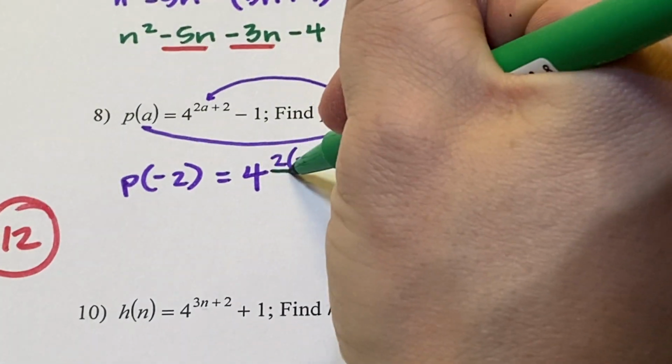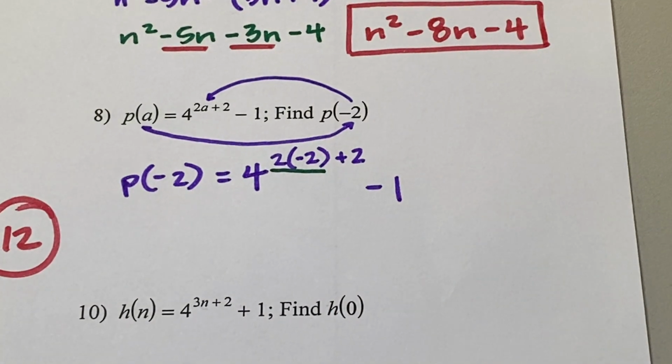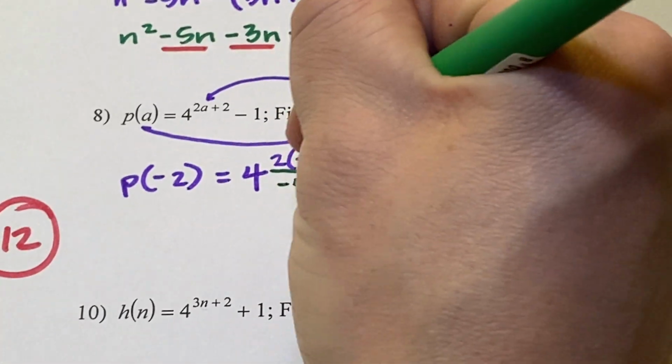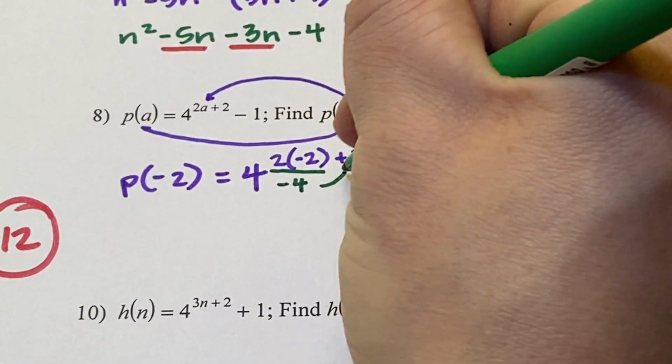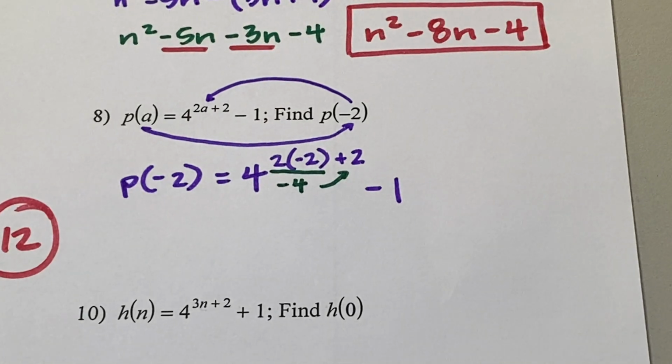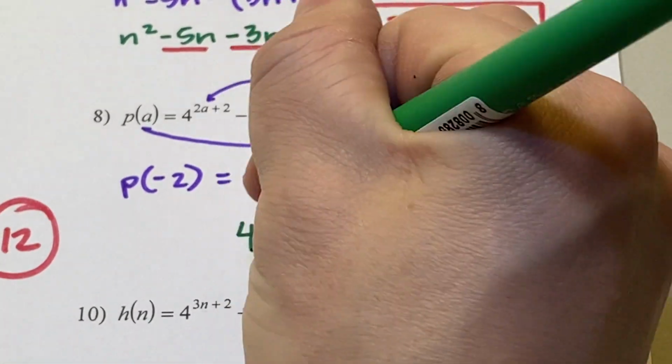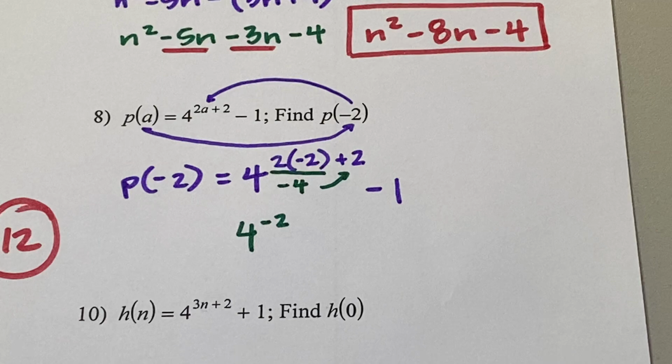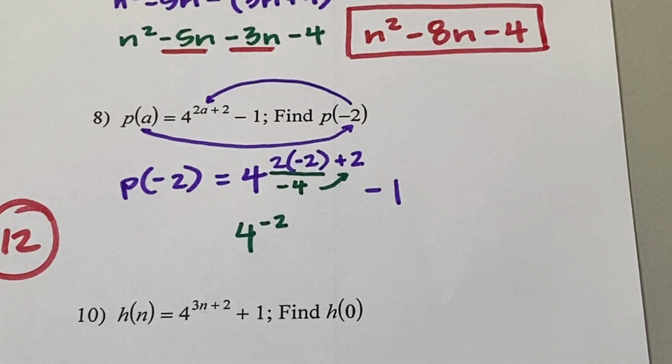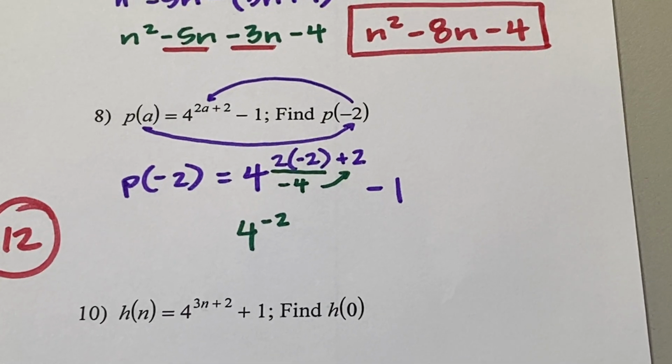What is 2 times -2? -4. What is -4 plus 2? -2. Ooh, wait a second, you guys. 4 to the power of -2? What in the world do negative exponents do?